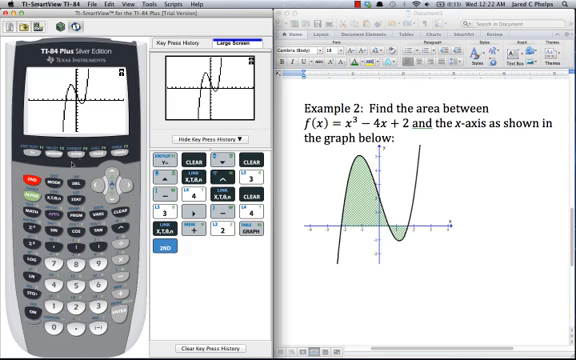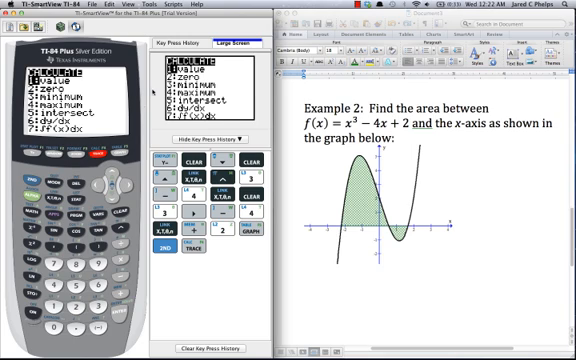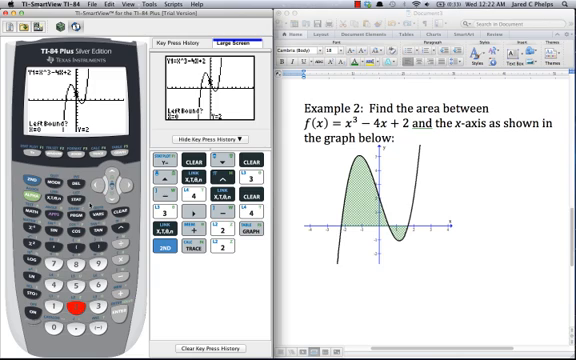So the same thing, I'm going to go into the calculate menu. Notice the second option there is zero, so I'll pick zero. This time it's going to ask me different questions. First it's going to ask for a left bound. So you move the cursor to the left of the one you're looking for. If this is the intercept, this is to the left of it.